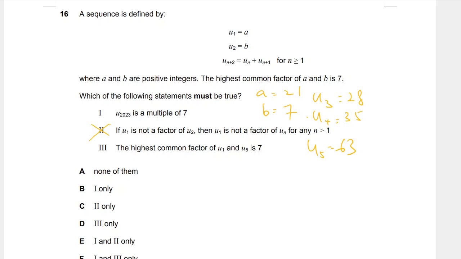The reason that I've used this counterexample is that if you look at statement 3, it is also a valid counterexample. The highest common factor of u1 and u5 is 7. Well, what is my highest common factor now? It's 21, right? Because 21 divides perfectly into 63. So the highest common factor in my example is 21, which means that statement 3 can sometimes be false. It is not the case that it must be true. The word must is important. Okay, so B would be my answer, 1 only.